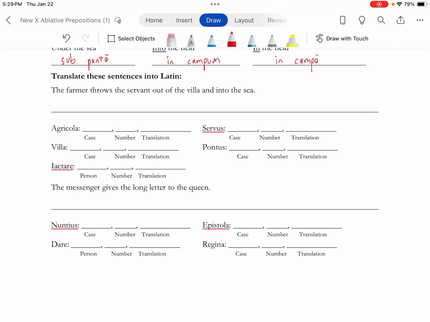We're going to finish up this side with two sentences translating English to Latin. And we got the words broken down beneath to help us out. So the farmer throws the servant out of the villa and into the sea. So the farmer's the subject, so that's nominative singular. And the translation for that will be agricola. The A will just stay the same. Throws the servant, that's a direct object, so we're going to make that accusative. There's one, singular. So the US becomes a UM.